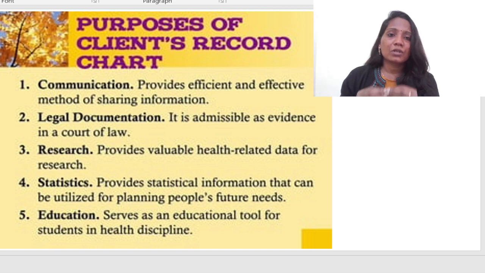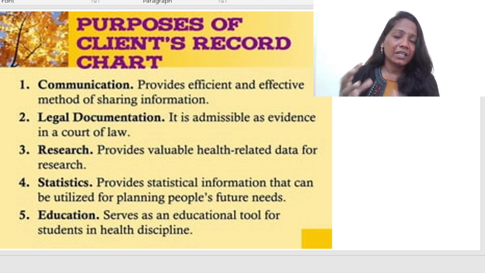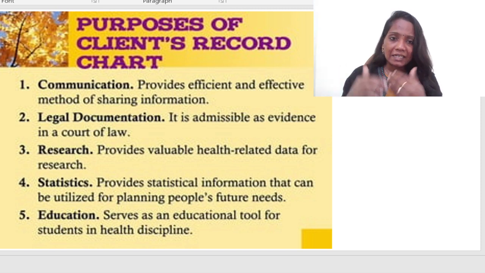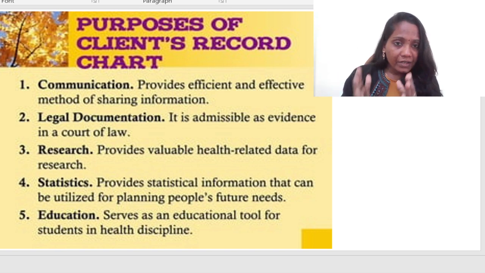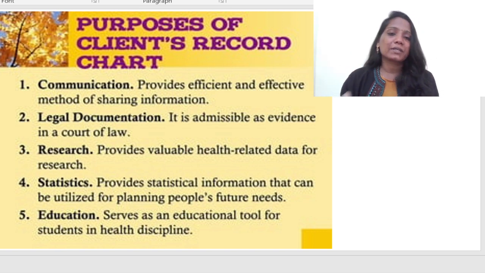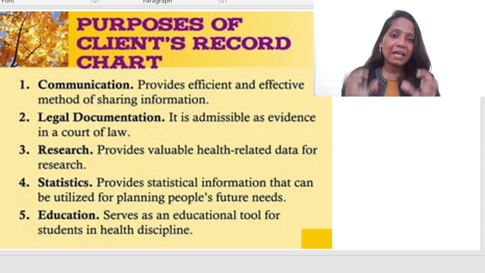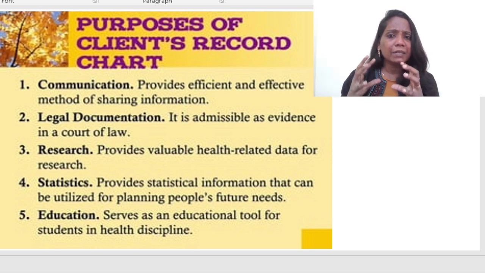And the fifth very important purpose, which we can see in medical college attached hospitals, is that most of the time patient records help education also. With these health documents, case evaluations and case studies, students gain knowledge, like what kind of treatment can be given and what kind of problems there are. These things can be understood and learned through the documentation of the patient records or the client's records. So these are the main purposes of documentation and recording.